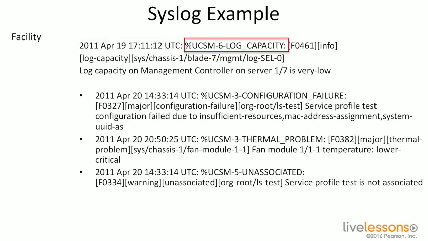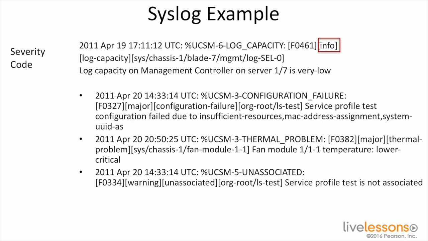The next one is the facility. So here's that component we talked about before. This is the actual device itself and what's generating the message. So here I've got UCS Manager, I've got a log capacity issue. The next thing is a unique fault identifier, and this is something that you can use to identify this particular message itself or this particular system. Bottom line is that's unique to this particular system so that you can find that log if you needed to.